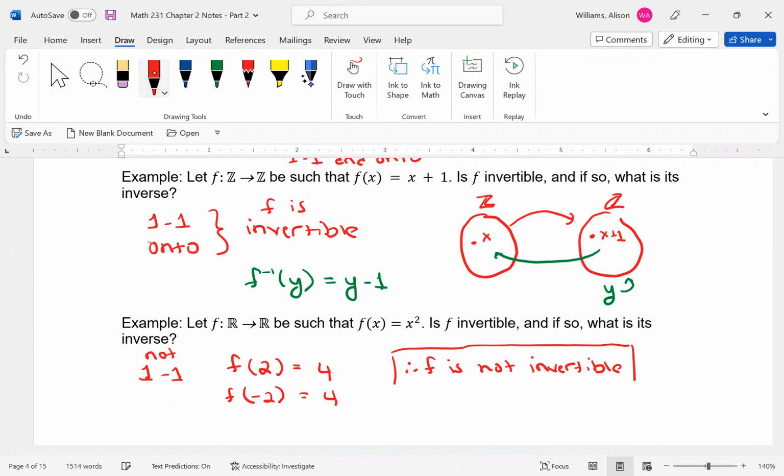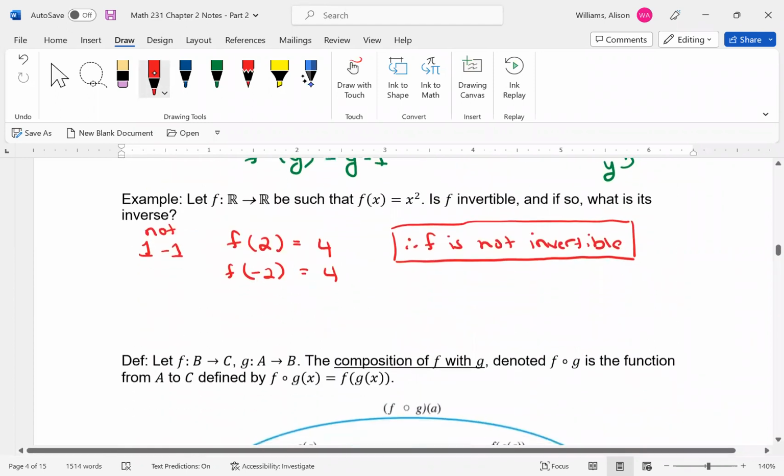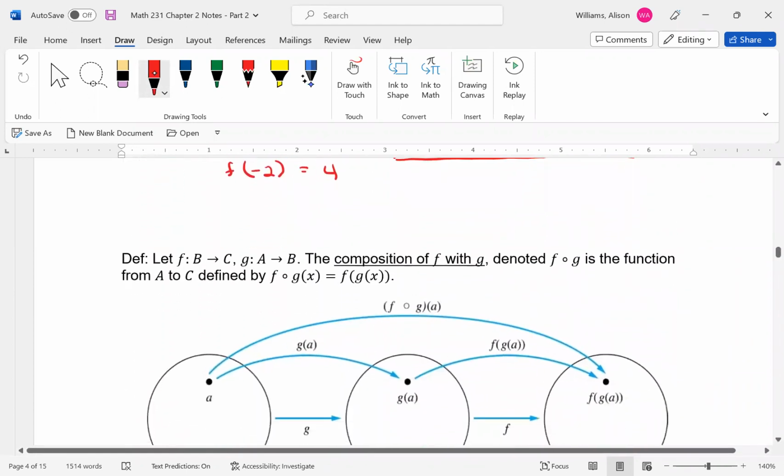Now, if I were to limit my domain, that would be different. In other words, if it wasn't all of R, we would be okay. If they were to limit the domain to R plus, all the positives, it would work. But that's not what they asked. I'm not going to change it. So it's not invertible. Okay, let's look at compositions of functions.